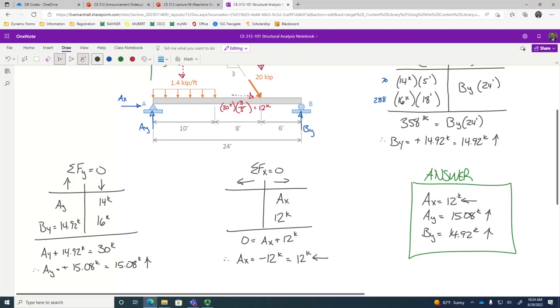So does that make sense? That's why when I circle my answer, I don't really have signs. Remember back to statics. What is a vector? A magnitude and a direction, right? So I have a magnitude and a direction. That's a really good question.